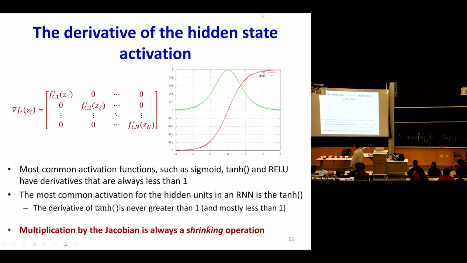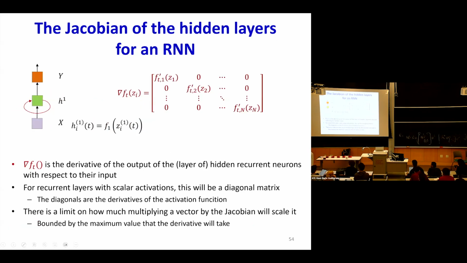Now, if I take any activation function, what is the largest value of the derivatives, the upper bound of these diagonal terms? For a ReLU activation, what is the upper bound on the derivatives? 1. For tanh, what is the upper bound on the derivatives? For a sigmoid, what's the upper bound on the derivatives? Somebody mentioned it, yeah?